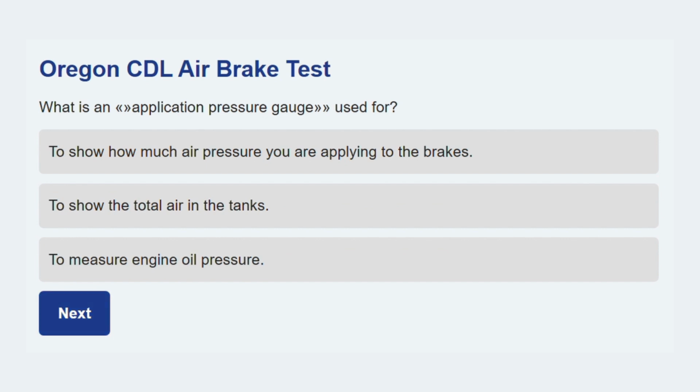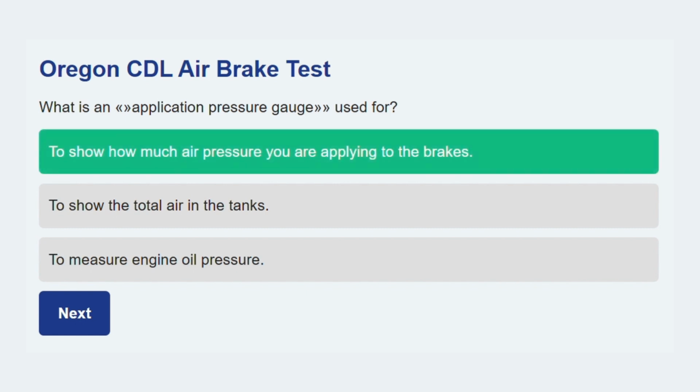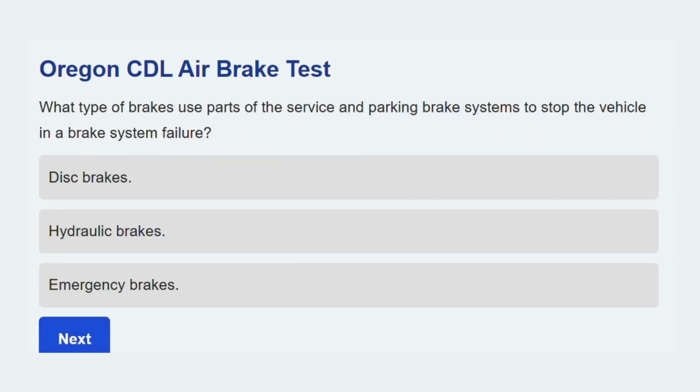On to the next question. What is an application pressure gauge used for? To show how much air pressure you are applying to the brakes. This gauge helps you monitor your braking effort.